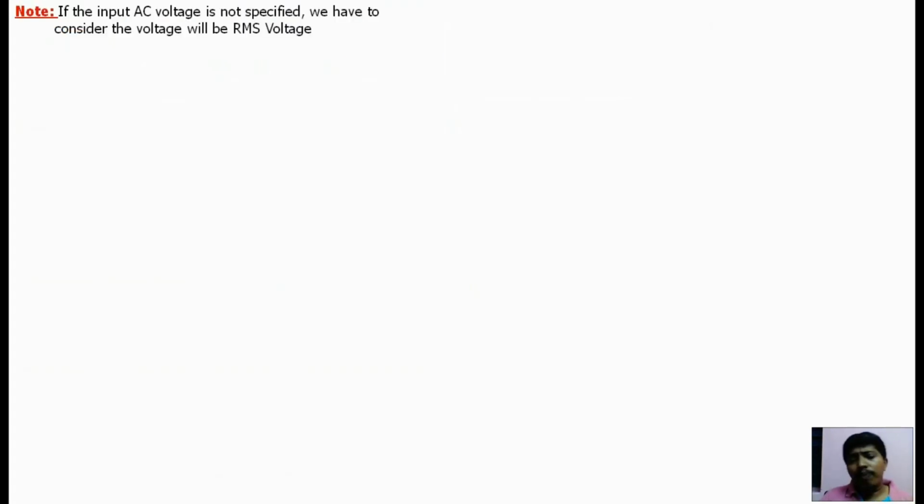Note another point: if the input voltage is given but not specified as an RMS value, peak value, or peak-to-peak value, we have to consider that the voltage is the RMS voltage instead of the peak value. The relation between RMS and peak is V_RMS equals V_m by root 2.